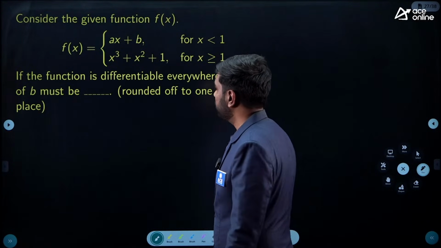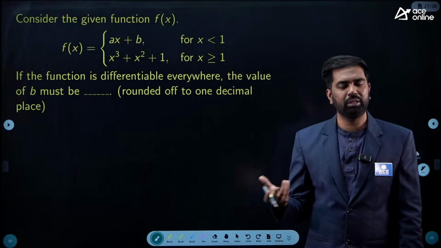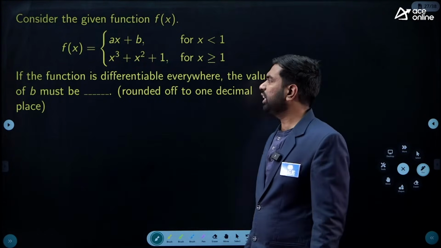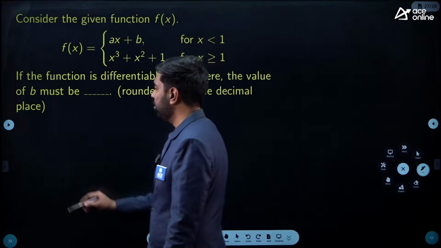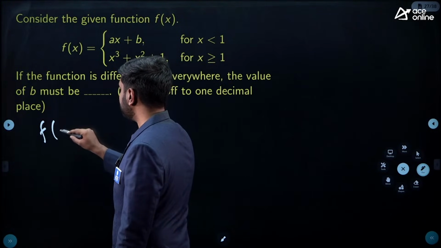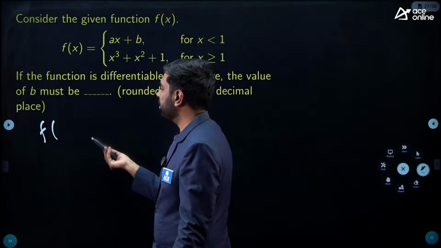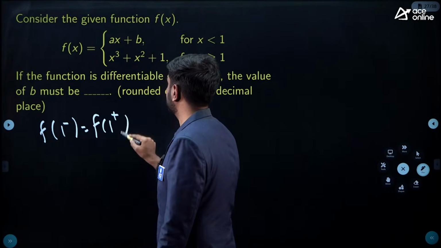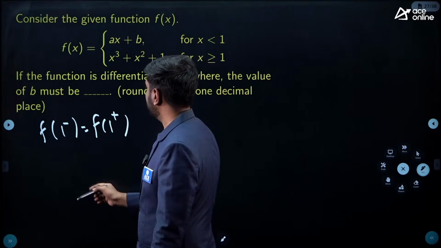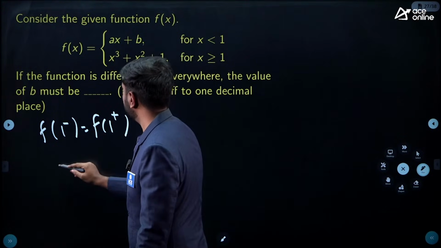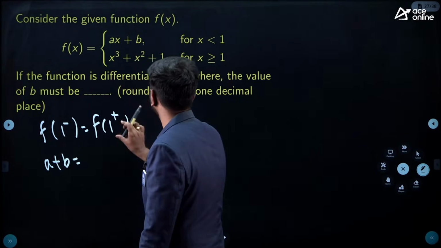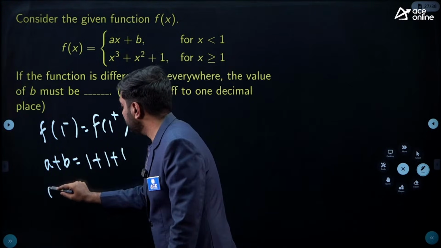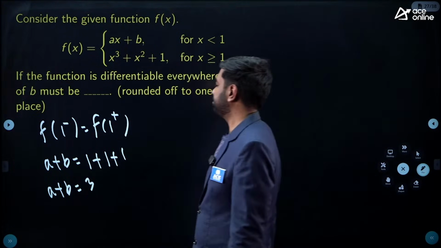Okay. So the moment you say the function is differentiable, it means the function is also continuous. Yes or no? If a function is differentiable, it is also continuous. So I'll start like this. I'll see the left limit and the right limit at 1. So f of 1 minus has to be equal to f of 1 plus. So the left limit, in the place of x, put 1. So this will be a plus b equal to, for 1 plus, 1 cube which is 1, 1 square which is 1, plus 1. So we get a plus b value as 3.